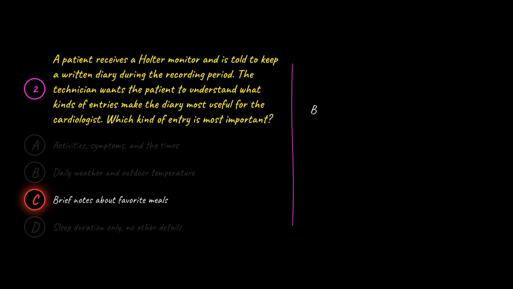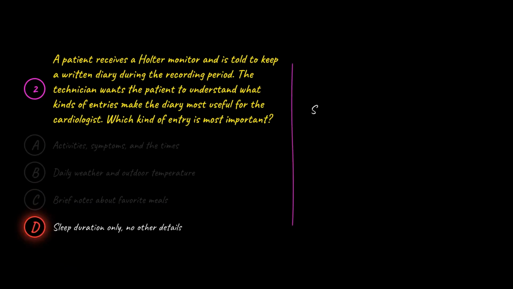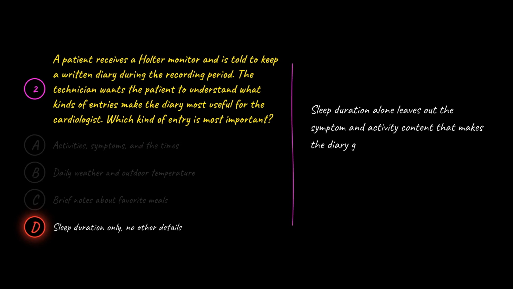C is wrong because brief notes about favorite meals offer no actionable information unless the meals are linked to symptoms or activity that the patient also recorded. Notes about food preferences alone do not help correlation with the strip. D is wrong because sleep duration alone leaves out the symptom and activity content that makes the diary genuinely useful.